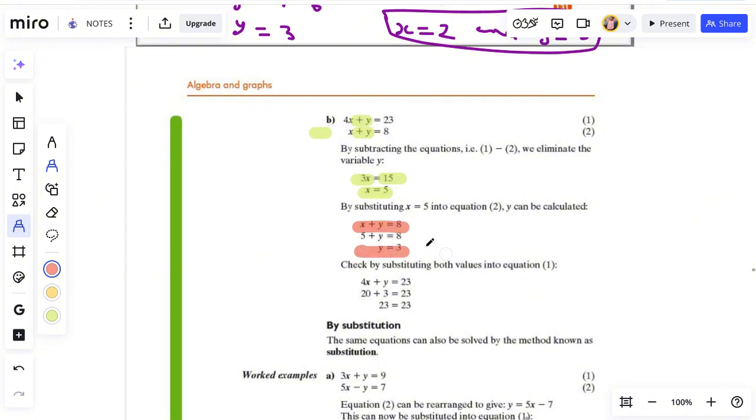Okay, so you found your x, you found your y. So like I said, always write out your answer. You can check by putting the values here.